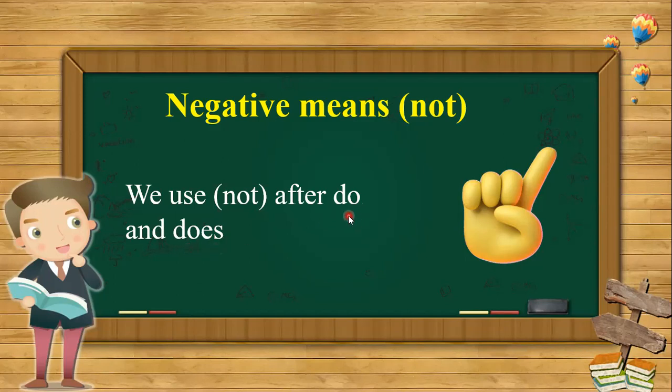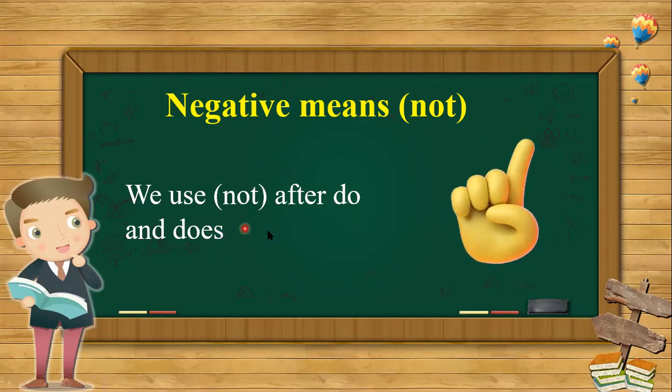So do comes with I, we, they, and you. Does comes with he, she, and it. And they both carry not to form the negative for me.